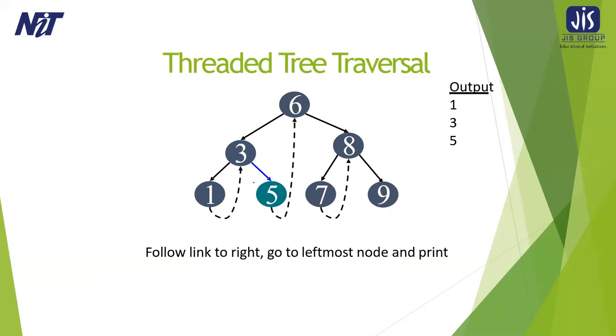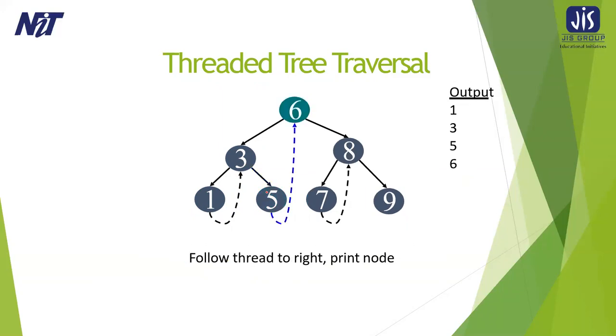Then follow the link to the right. So in this way, we have to follow, and we have to go to the leftmost node and print. So this is my 5. So you have to print. Then you have to follow these threads to the right and print the nodes. That means 6 we have to print.